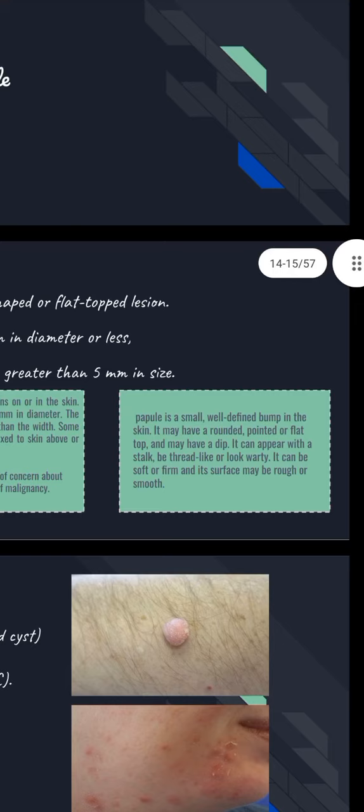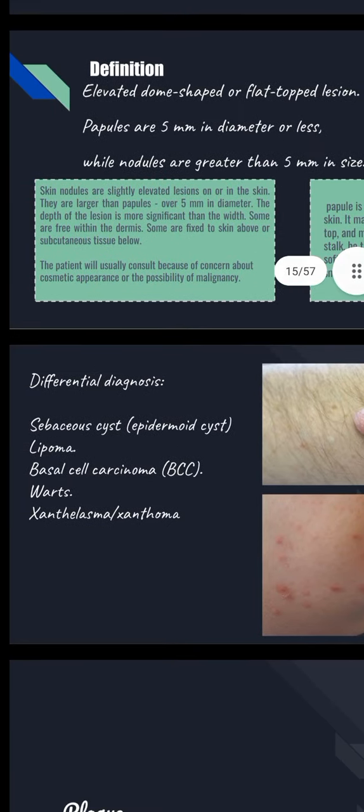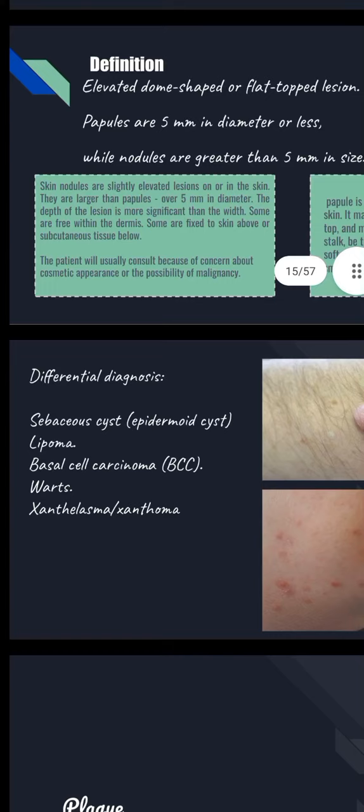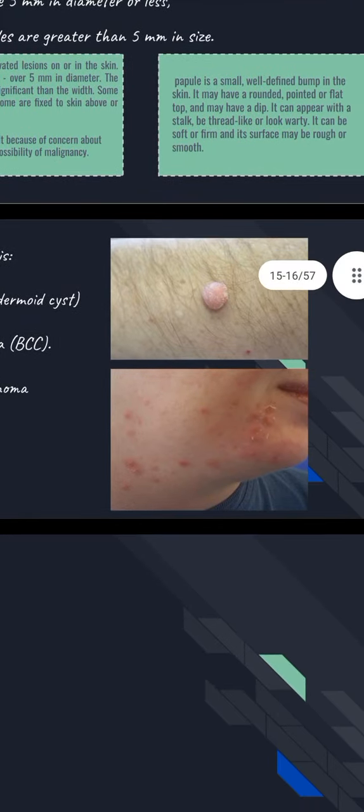A papule is a small, well-defined bump in the skin. It may have a rounded, pointed or flat top and may have a dip. It can appear with a stalk, be thread-like or look warty. It can be soft or firm and its surface may be rough or smooth. Differential diagnosis: sebaceous cyst, epidermoid cyst, lipoma, basal cell carcinoma, warts, xanthelasma, xanthoma, as shown in the picture.